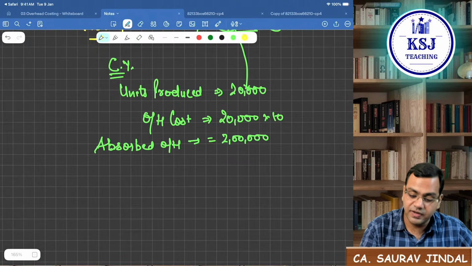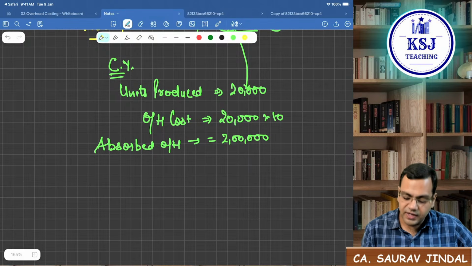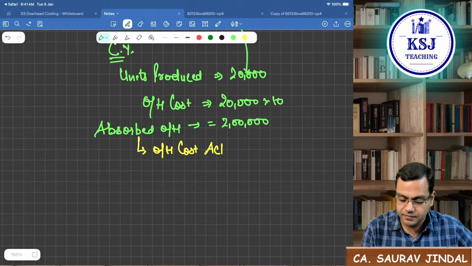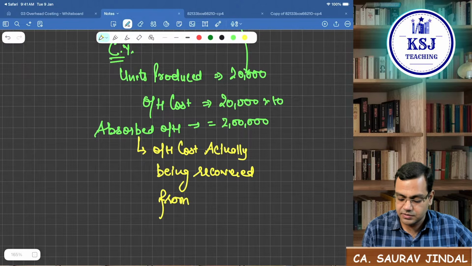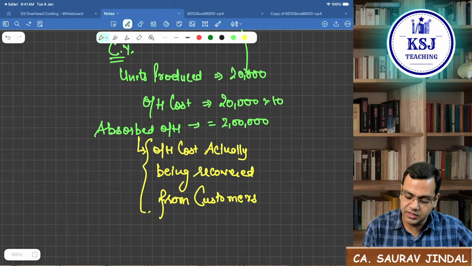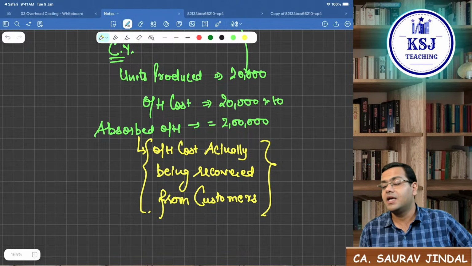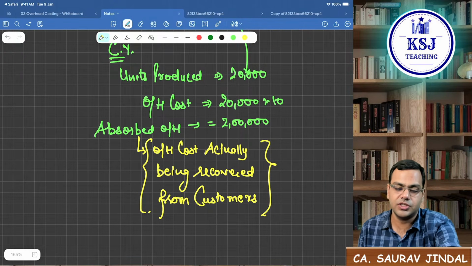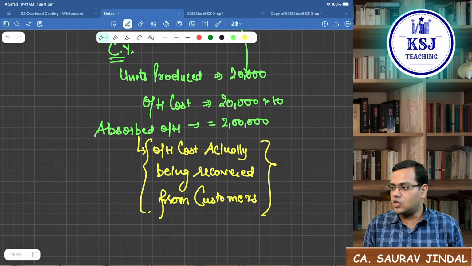Now what do these absorbed overheads represent? The absorbed overhead represents the overhead cost actually being recovered from customers. This is what we call absorbed overheads. That is how much of the overheads we have taken in the finished goods, right? That is what we call absorbed overheads.